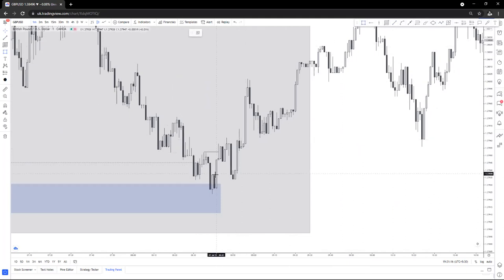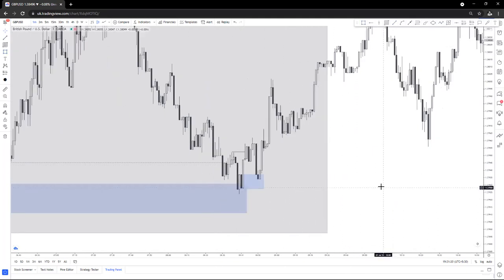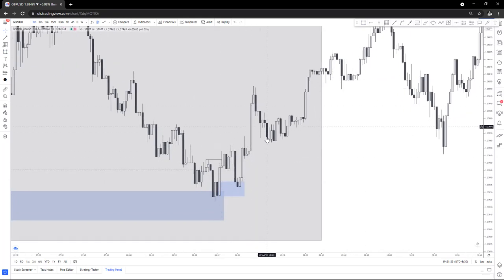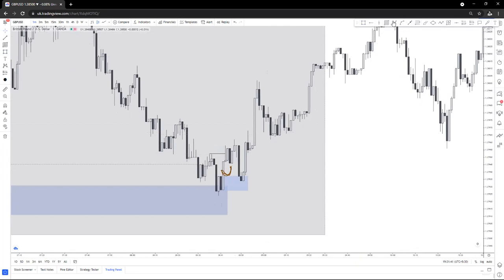And then price mitigated this. Now there is order flow. But even though there is order flow, where is the inducement for this thing? There's no inducement, right? And then price went higher. Isn't this an inducement? Which one? No, that's an inducement. I'm sorry, that's an inducement.